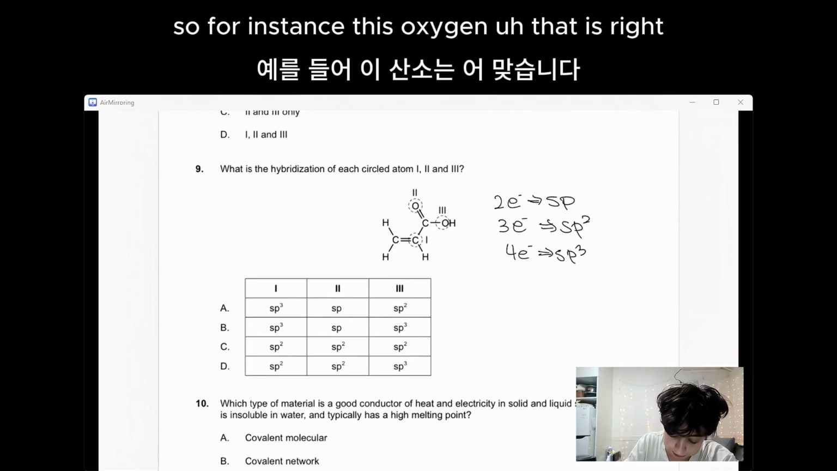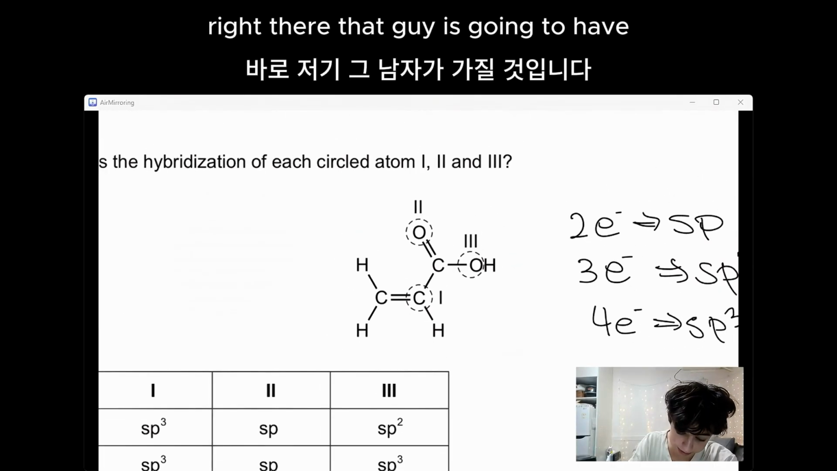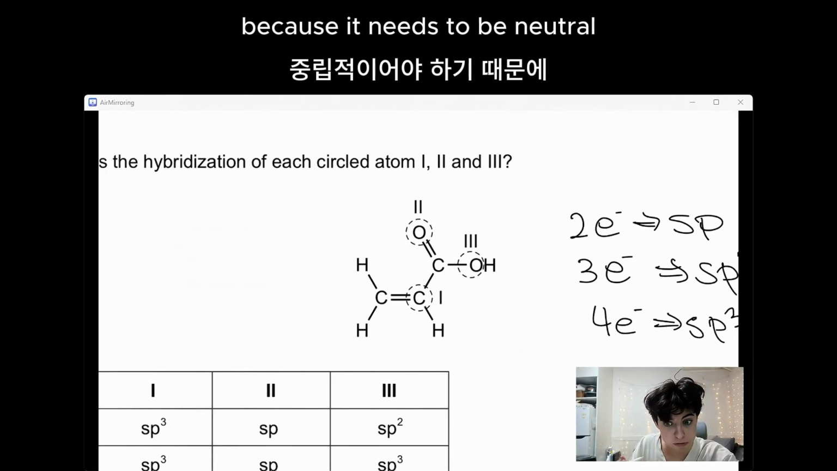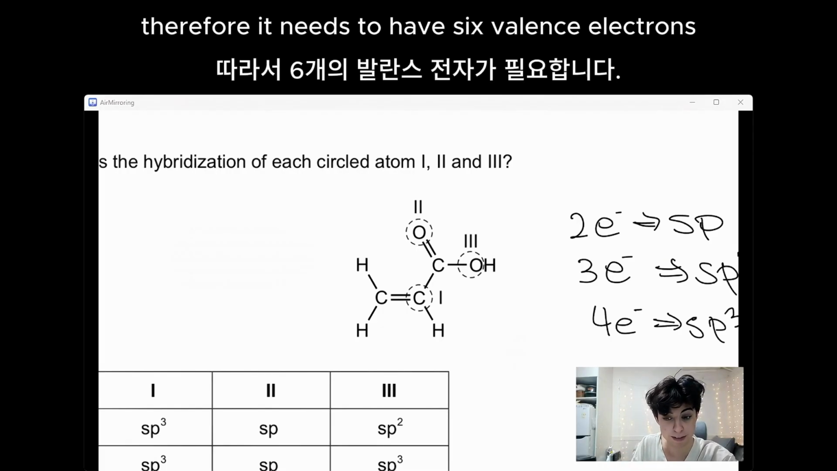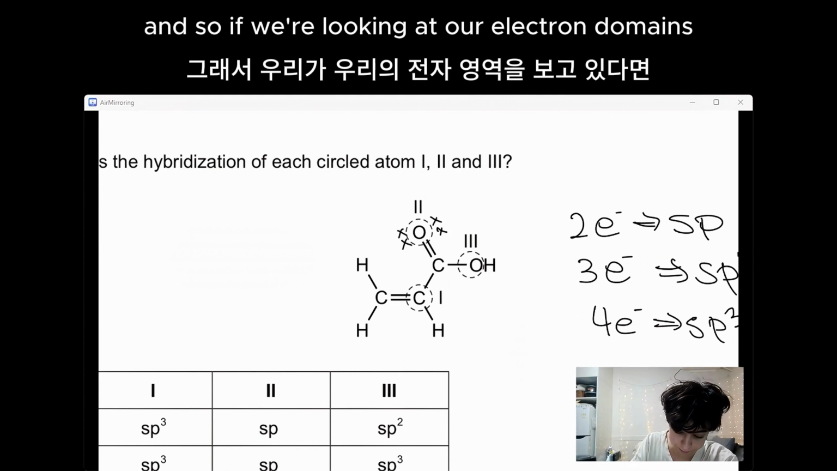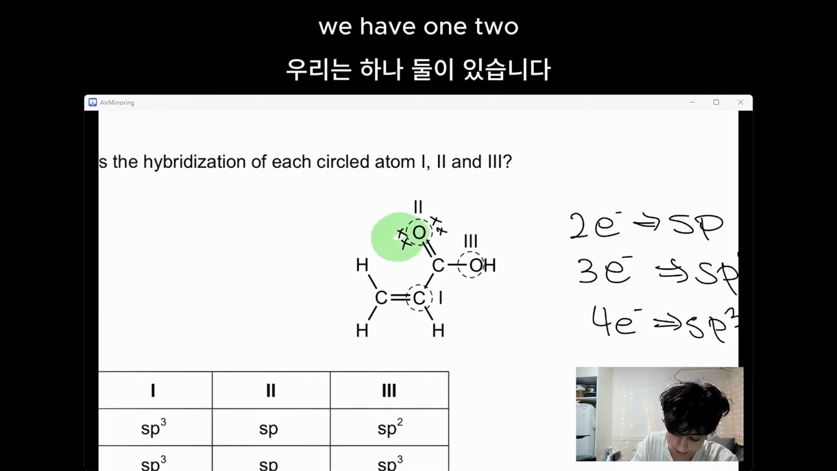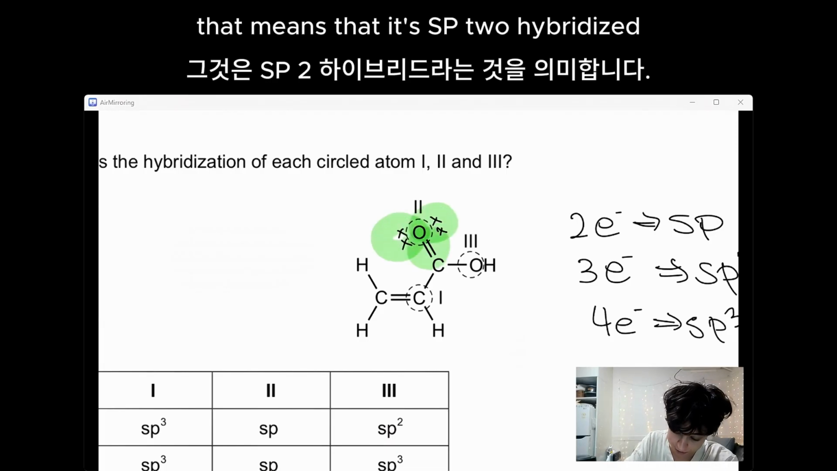Okay, so for instance, this oxygen that is right there, because it needs to be neutral, there's no charge on it, it has 2 lines. Therefore, to have 6 valence electrons, it needs to have 4 electrons as lone pairs. And so if we're looking at our electron domains, we have 1, 2, 3. So we have 3 domains. That means that it's sp2 hybridized.